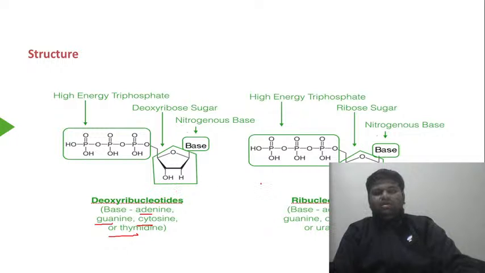But in the other case there are also ribonucleotides, in which there is ribose sugar instead of deoxyribose sugar. So ribose sugar is present in the case of ribonucleotide. In that case, uracil is present instead of thymidine, and high energy triphosphates are present.